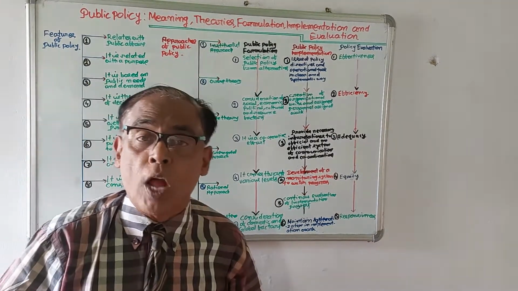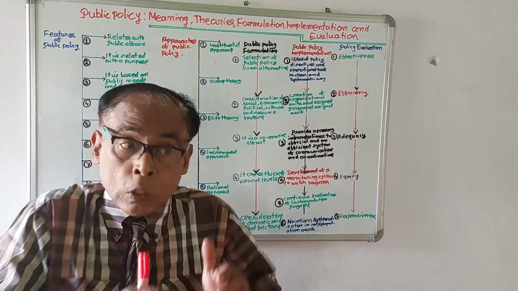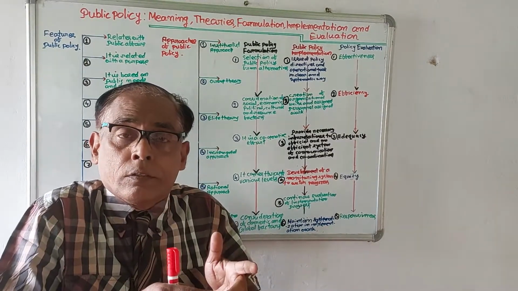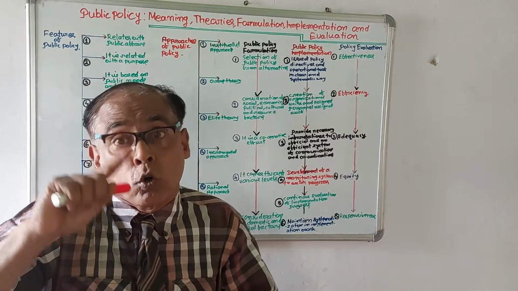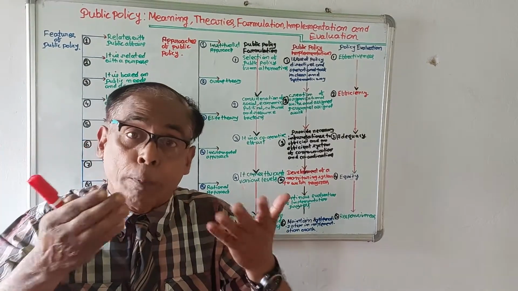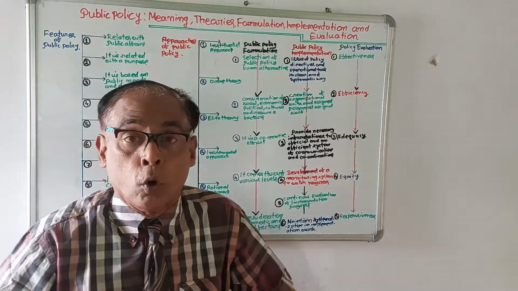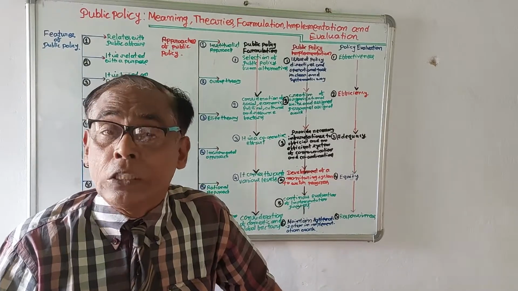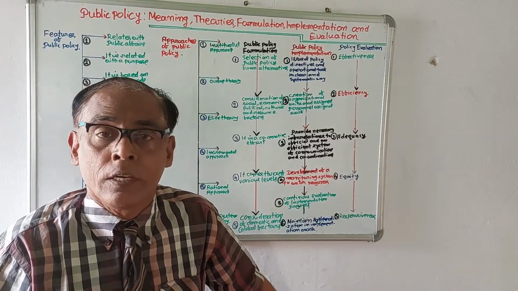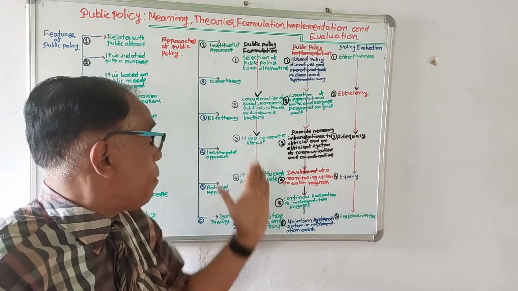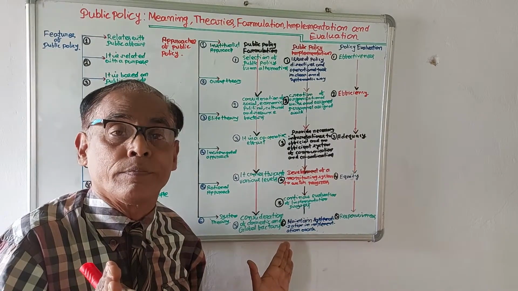Whenever public policy is made, internal or domestic factors and global or international factors have to be considered. So, formulation of public policy is not a layman's business. As many as 5 factors have to be considered.